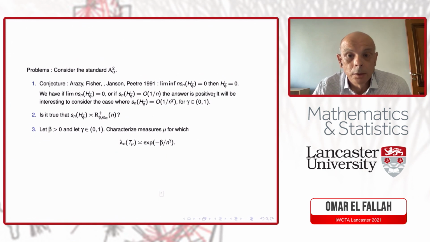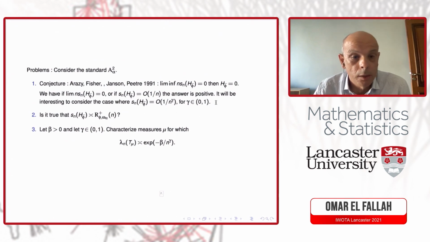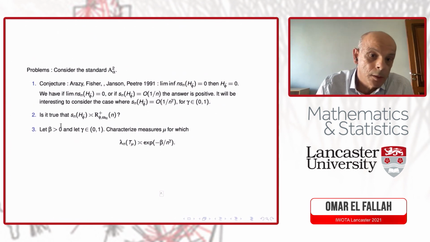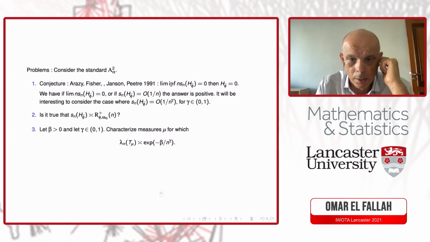One can use our results, but in the general case, I don't know. And it will be very interesting to consider the case when s_n(H_{\bar{\phi}}) is big O of 1 over n^gamma, for some gamma between 0 and 1. Another question: is it true that s_n(H_{\bar{\phi}}) is equivalent to R plus phi omega? It is not clear. If one of the sequences is regular, the answer is yes, but if not, I don't know. The conjecture of Arazy, Fisher, and Peetre can also be restated by replacing s_n(H_{\bar{\phi}}) by this quantity, and the problem becomes a function theoretic problem. And I don't know if the answer is yes or no.